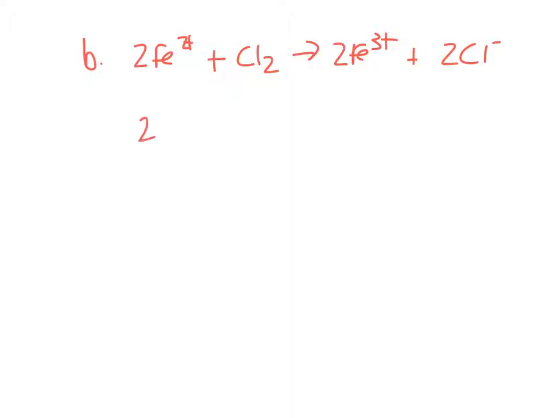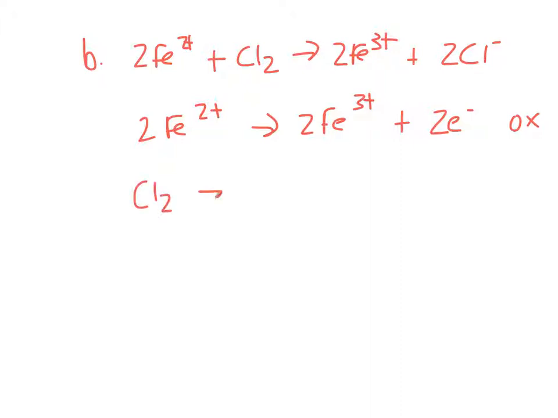Oops, I need to insert an extra sheet. So B, I have 2Fe2+ plus Cl2 becomes 2Fe3+ and 2Cl-. So if I look at the Fe, I have 2Fe2+ becoming 2Fe3+. So the oxidation number goes up by 1, which means each iron lost an electron, or I need 2 electrons on this side, which is the oxidation portion of the redox. The Cl2 in its elemental state has no oxidation number, but becomes a minus 1. So it would have 2 electrons on this side.